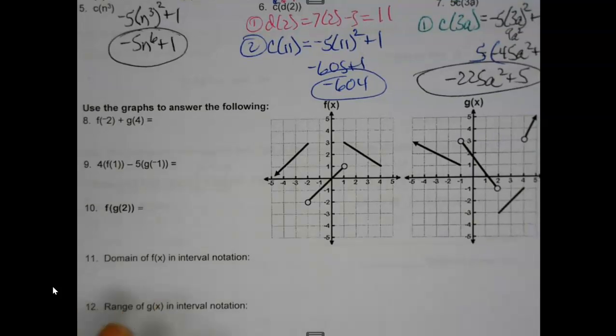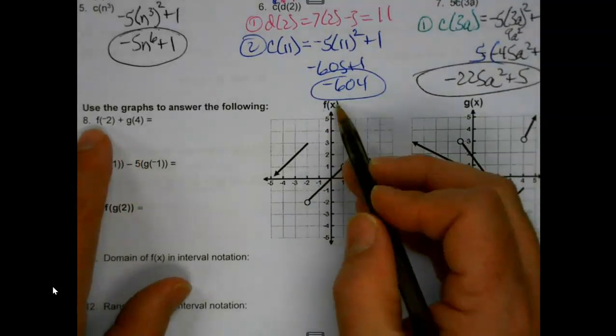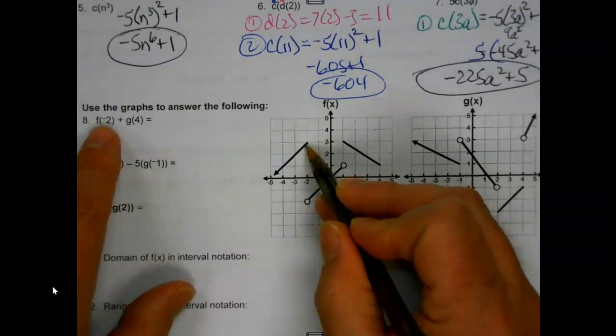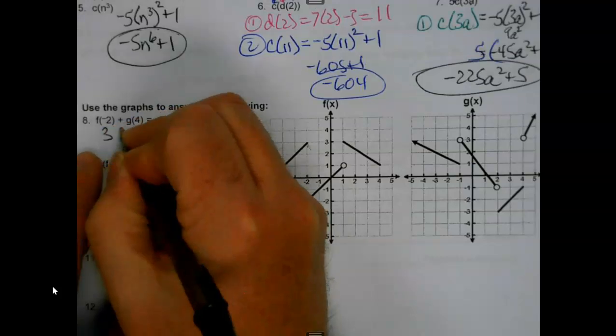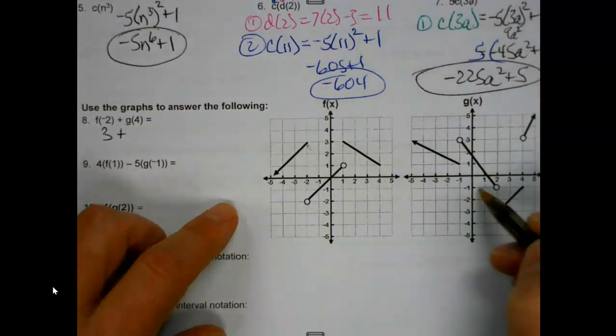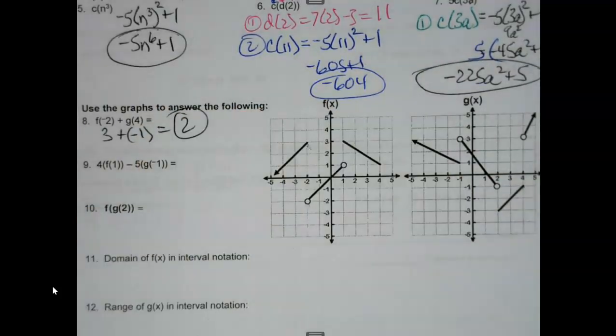And speaking of, here, we're just using the graphs. Make sure you're using the right graph. So f of -2, nope, open hole, that is not the answer, that is. So 3, g of 4, not the open hole, this one, -1 is 2.